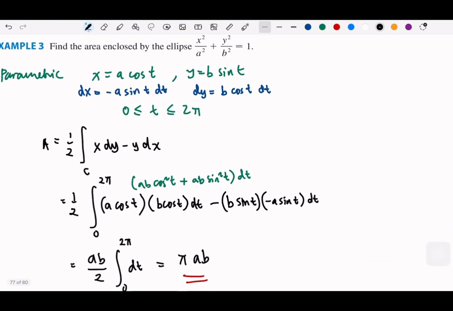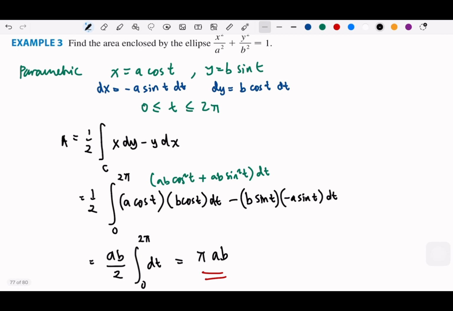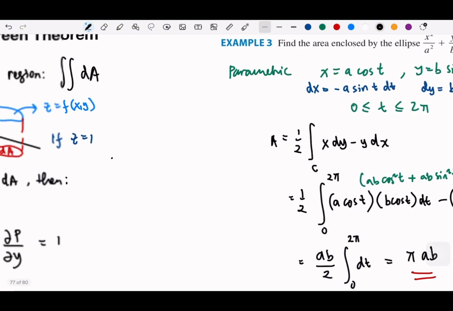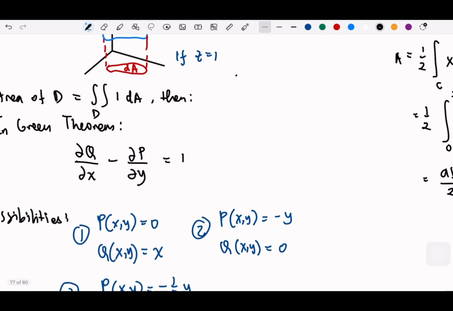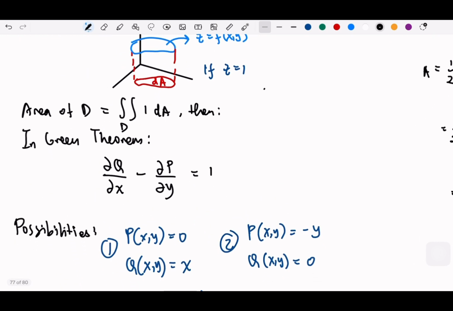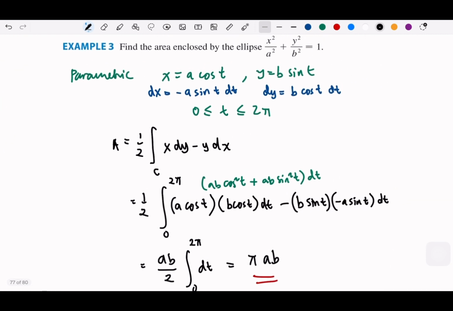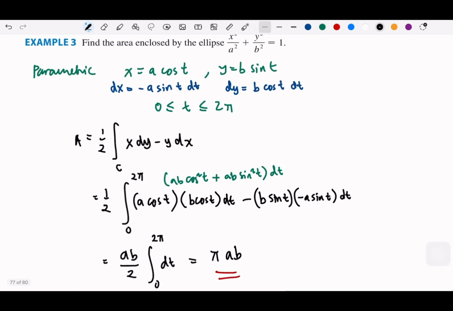Now, with Green's theorem, we can transform line integrals into double integrals, and we can find the area of the region D by taking the equation from Green's theorem, partial x of Q minus partial y of P equal to 1. We can have three possibilities, okay? And then we can apply that for finding the area of the region.